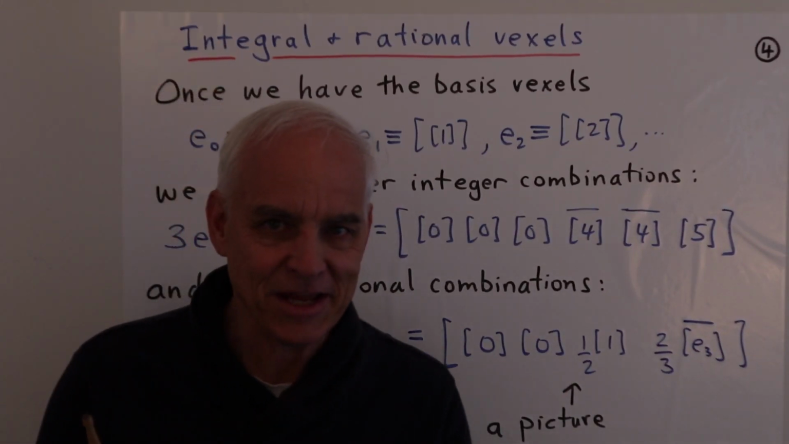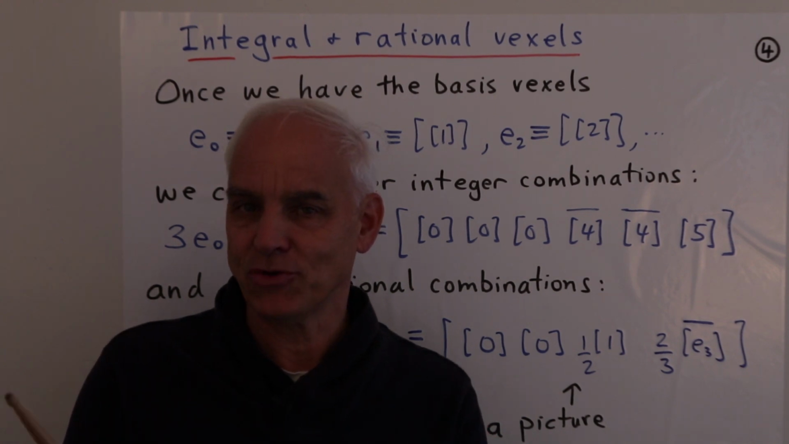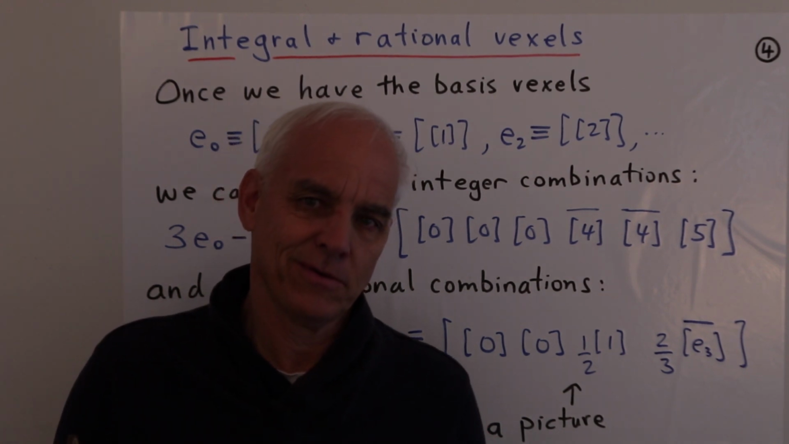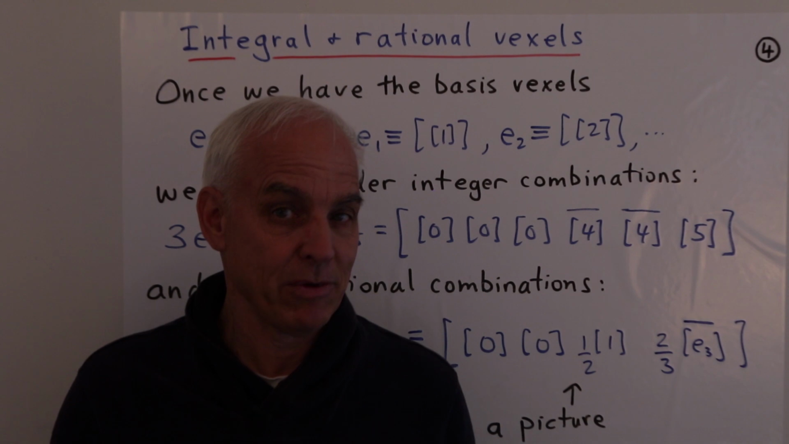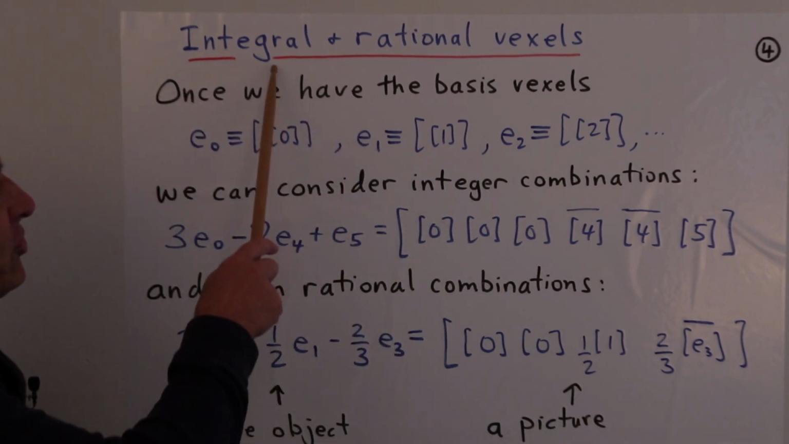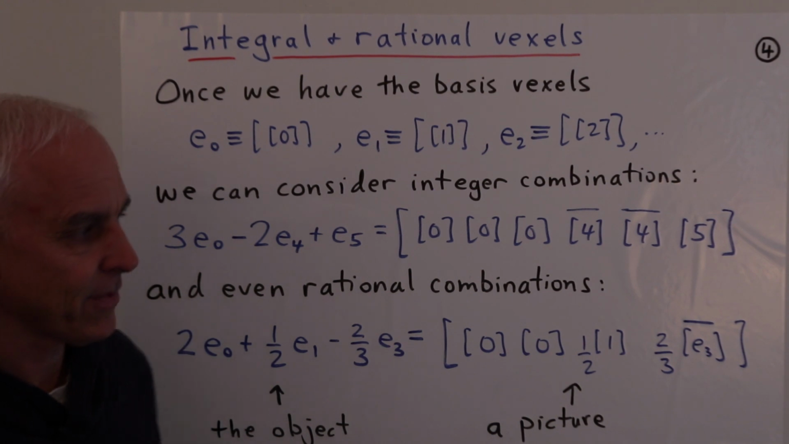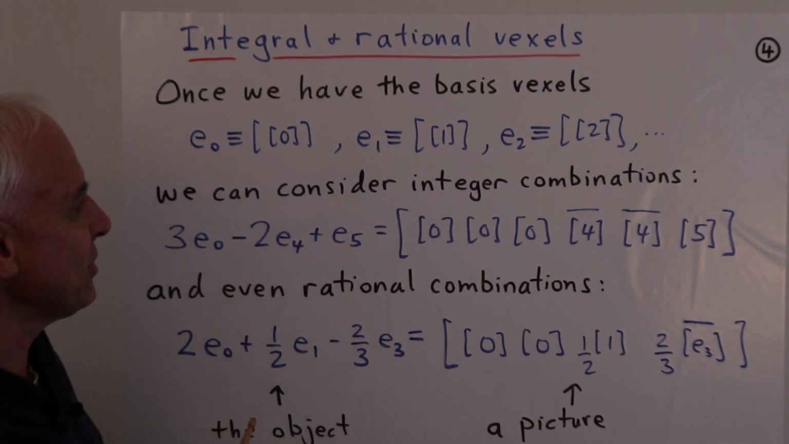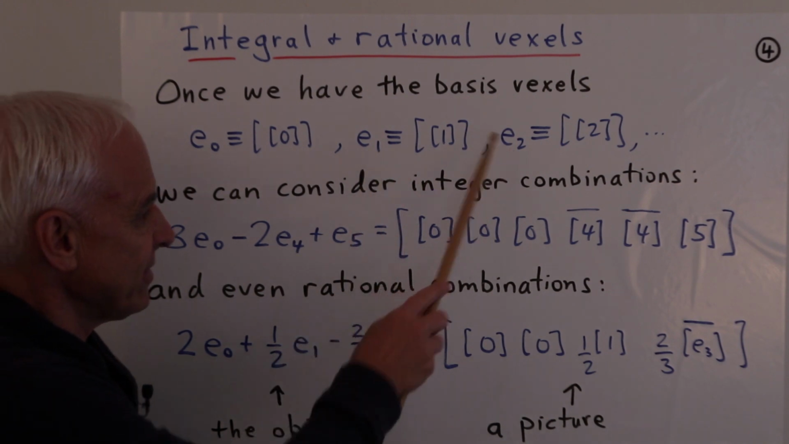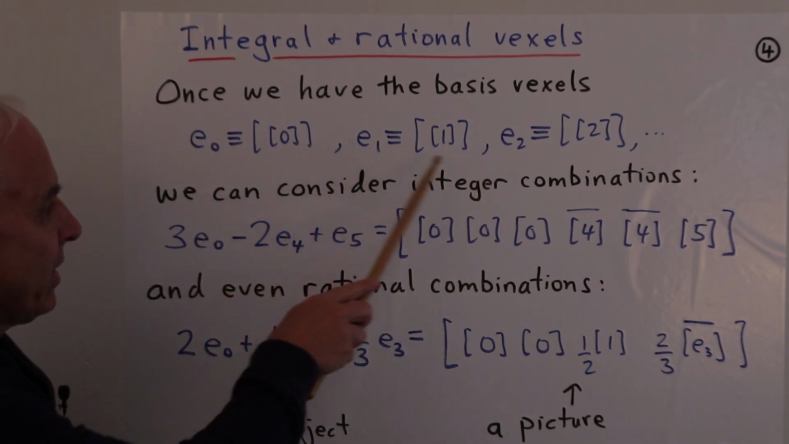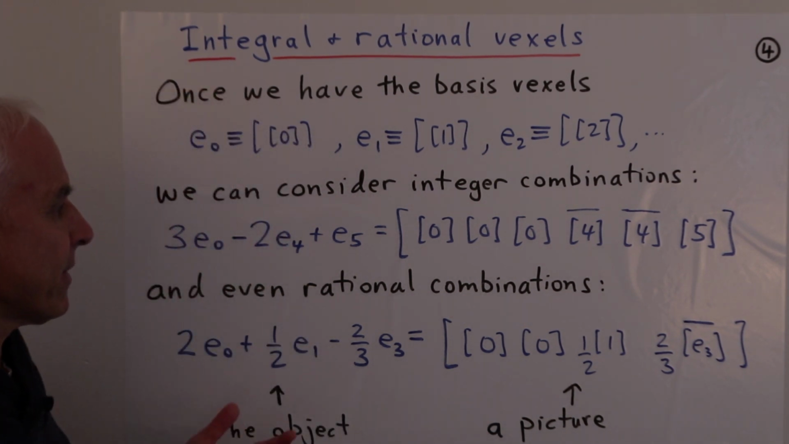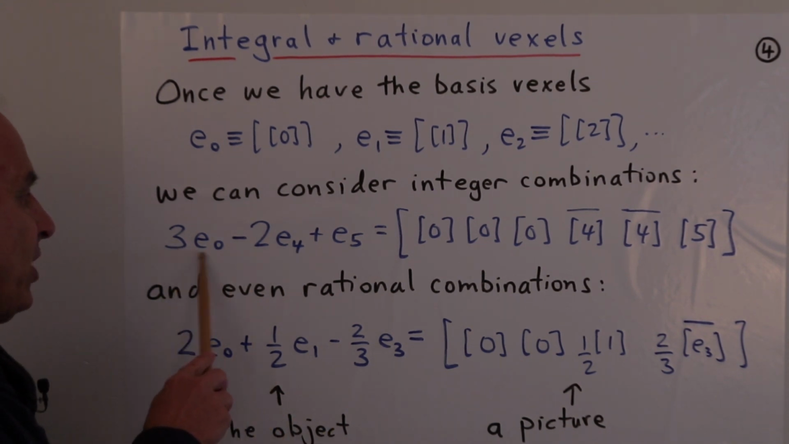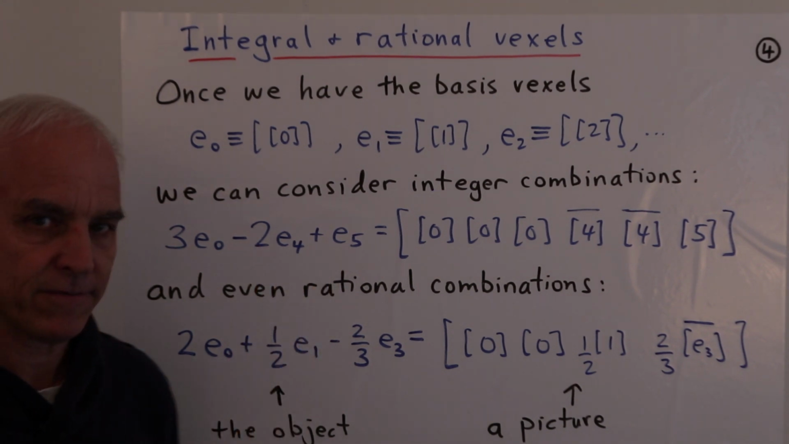Now, the coefficients in those linear combinations that we've just been considering are natural numbers. But it's not too hard to extend this theory so that we have more general coefficients and so that our arithmetic is a little bit more general. So we can consider integral and then even rational vexels. One way of proceeding is to concentrate on these basis vexels that we've just introduced, E0, E1, and E2. And if we think of them as the basic building blocks, then algebraically there's not much preventing us from considering combinations like this, 3E0 minus 2E4 plus E5.